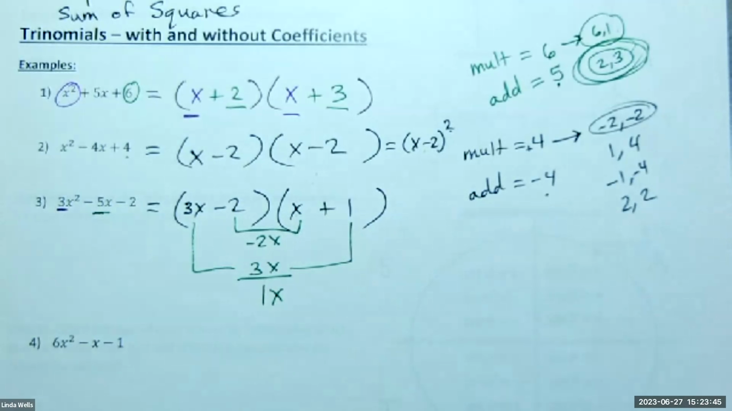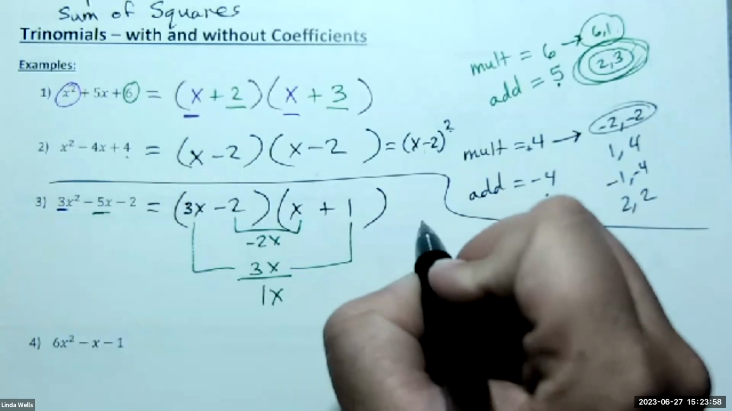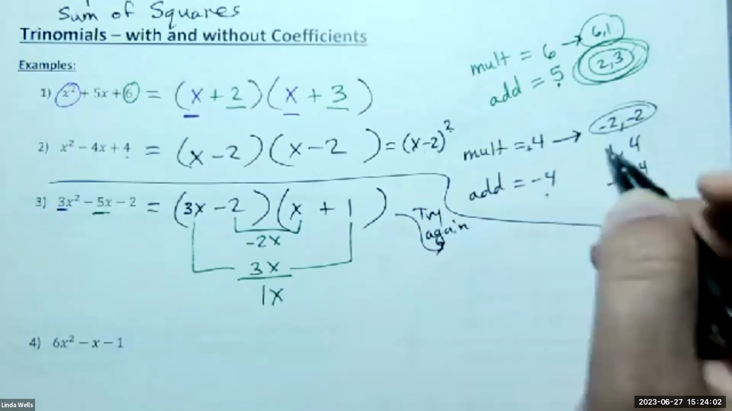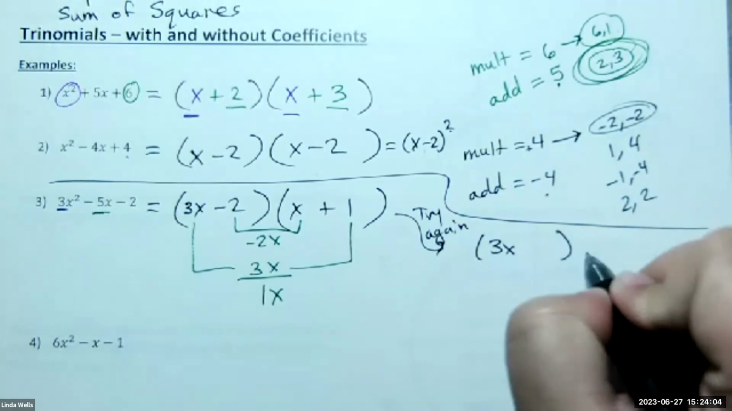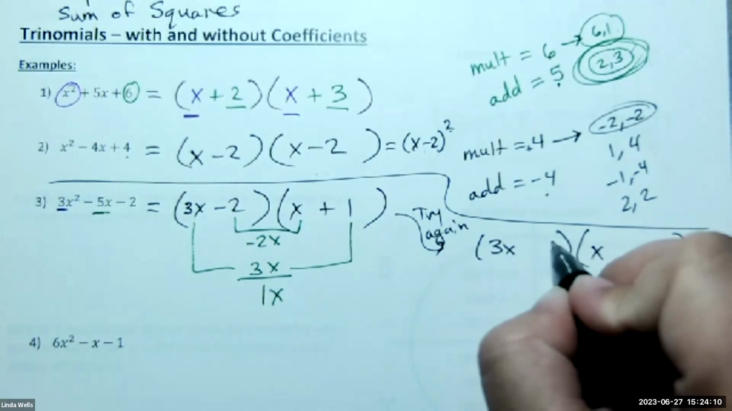So trial and error. There's an error here. What do I need to switch? What do I need to fix? Switch the 2 and the 1. So I'm just going to find another spot here, and we're going to try again. So 3x, we're going to leave. X, we're going to leave. There was no choice there. You want to switch the 2 and the 1. So we're going to put the 1 here and the 2 here.